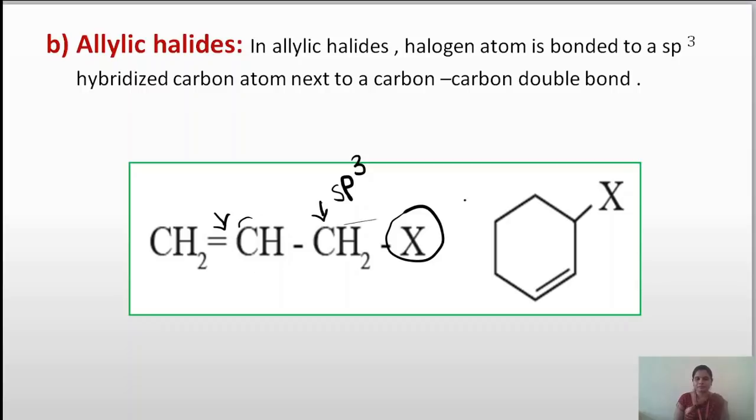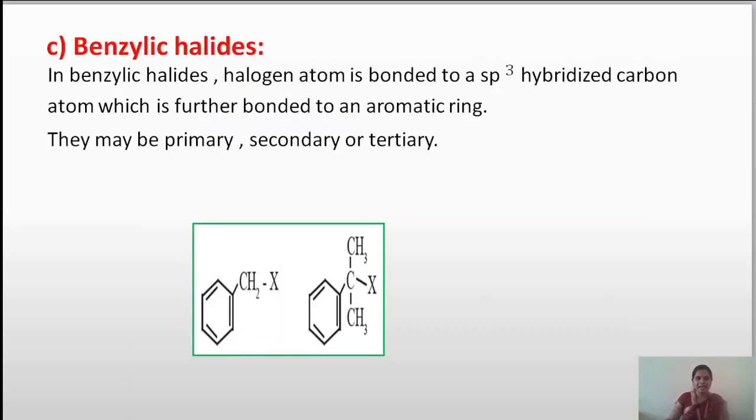Now in this example of cyclohexene, there is a replacement of one hydrogen atom by this halogen atom, and this carbon is an sp3 hybridized carbon, and this sp3 hybridized carbon is attached to this doubly bonded carbon. So this is the example of the allylic halide. Next type is benzylic halides.